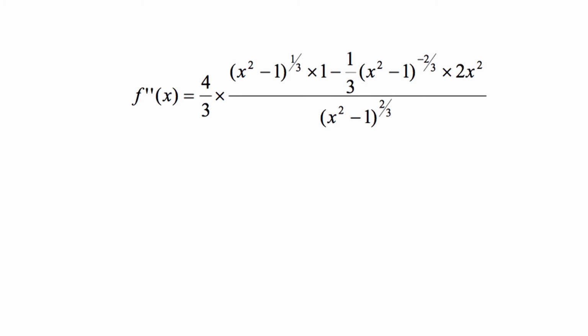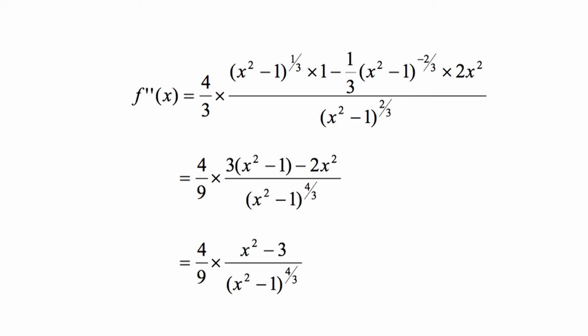f double dash of x is equal to 4 by 3 into (x square minus 1) to the power 1 by 3 into [1 minus 1 by 3 times (x square minus 1) to the power minus 2 by 3 into 2x square] whole divided by (x square minus 1) to the power 2 by 3, which is equal to 4 by 9 into [3 times (x square minus 1) minus 2x square] whole divided by (x square minus 1) to the power 4 by 3, which is equal to 4 by 9 into (x square minus 3) whole divided by (x square minus 1) to the power 4 by 3.